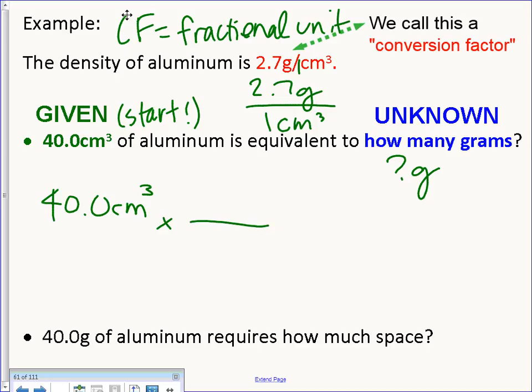You're going to start with this. You know that in the end, you want what unit on top? Grams, because the question is asking for grams. So if I want grams on top, and I have this conversion factor, do I write it as is, or do I flip it? Write it as is, because the grams are already on top. 2.7 grams of aluminum is equivalent to 1 centimeter cubed of aluminum, leaving us with centimeters cubed in the numerator and denominator, so only that unit will cancel. Grams is the only one left. And then in your calculator, 40.0 times 2.7. 108, exactly?